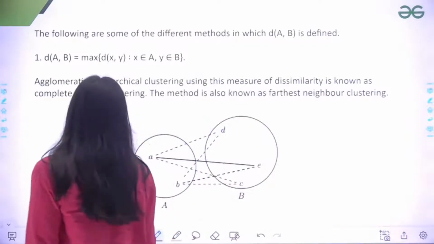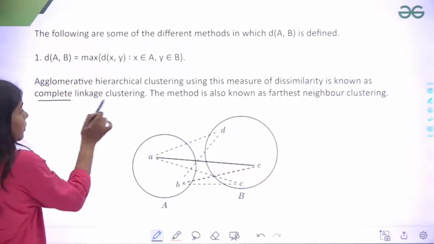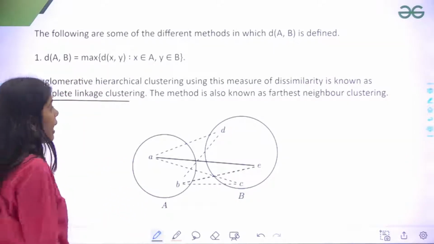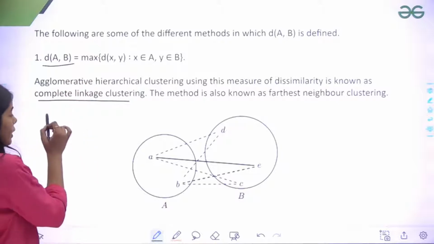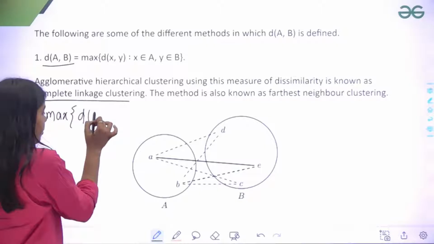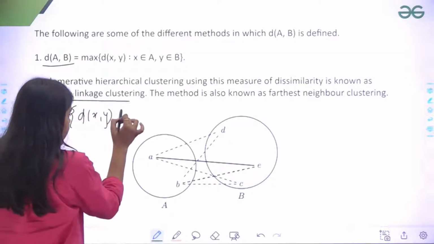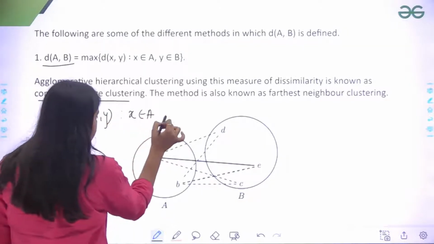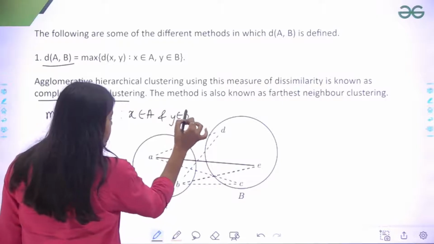So first we have here complete linkage clustering. Here I define the distance d(A, B) equals the maximum of d(x, y) such that x belongs to A and y belongs to B. So that means what would I do?